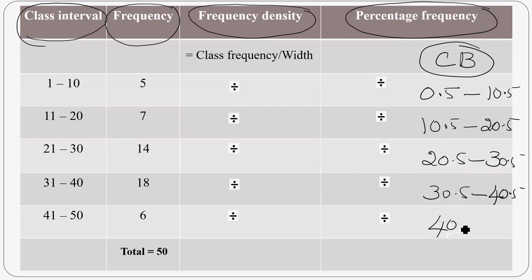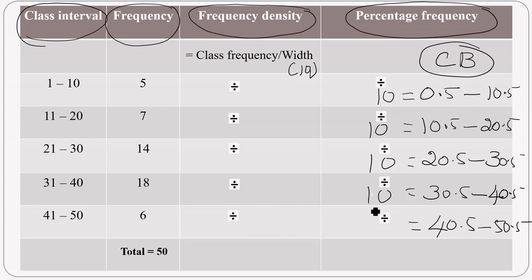Then 40.5, it will be 50.5. This is how we need to calculate class boundary. And if you reduce 0.5 lower limit and 10.5 upper limit, you will get the width 10. I'm just writing in bracket. Similarly, if you find for all, it will be 10. First one is also 10, second one is also 10, third one is also 10, everything is 10. So this is the width we calculate from class boundary.